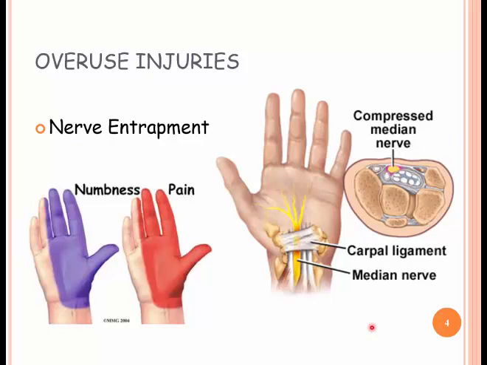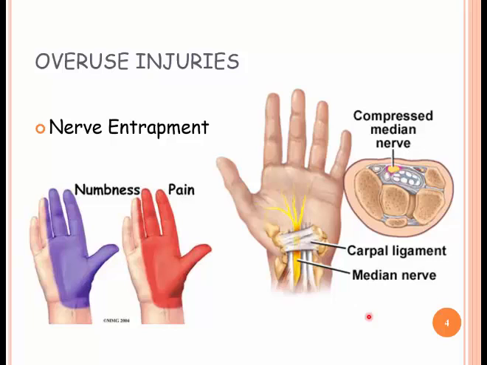The third example of an overuse injury is nerve entrapment. A nerve entrapment occurs when there is pressure on a nerve. The most common example is carpal tunnel syndrome. This is compression of the median nerve in the carpal tunnel. On the slide, you will see the median nerve as it passes under the carpal ligament, as depicted here, and as depicted here.